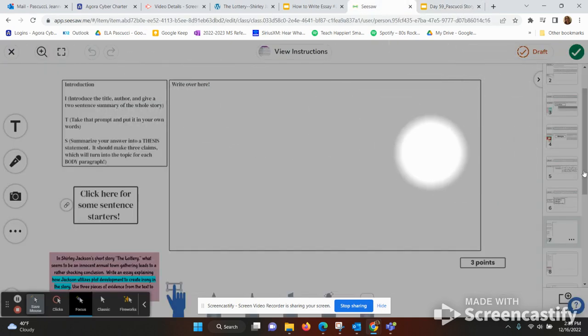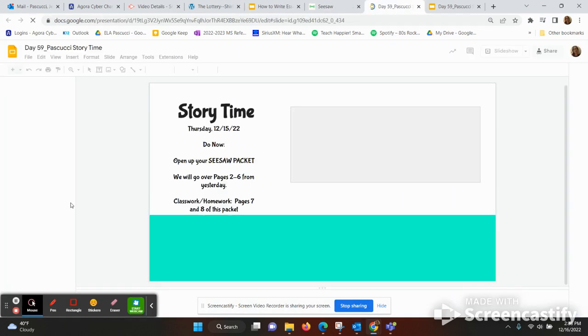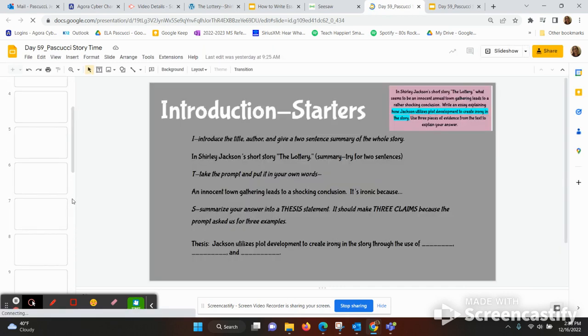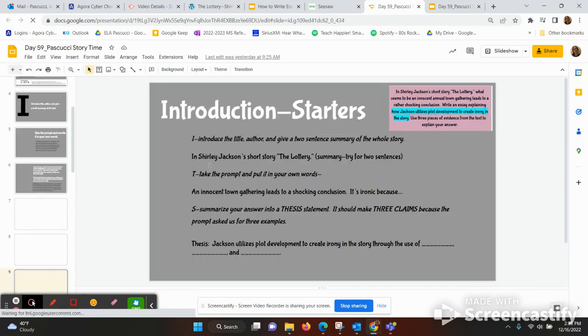All right, let's get over to our Seesaw, okay? We are on page 7 with our introduction. We have our ITS right here to remind us. And you know what else I have here? I actually put in some sentence starters. So if you click this little linky link here, it's going to take you to one of my slides that I just showed you that has actual sentence starters in it. And I want you to use them, okay? I really, really do, okay?